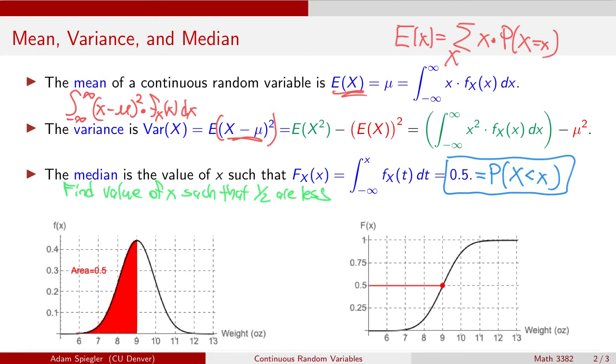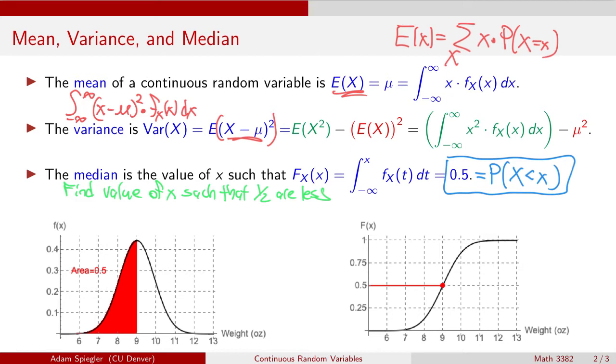Instead, if we were given information about the CDF, then we would want to figure out when the CDF is equal to 0.5. So depending on whether we have the PDF or the CDF, how we find the median might be a little bit different. But at the end of the day, this value is representing the value of the random variable where 50% of the values are less than it and 50% of the values are greater than it.